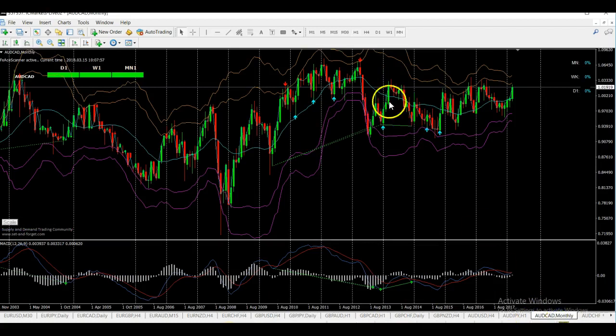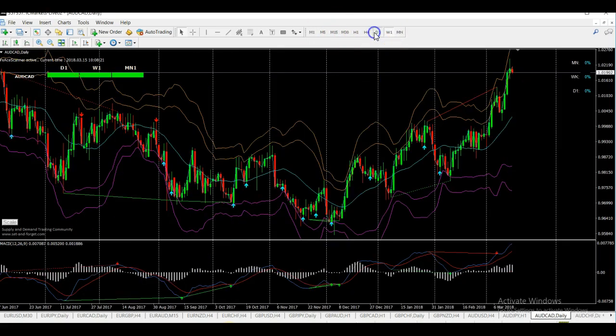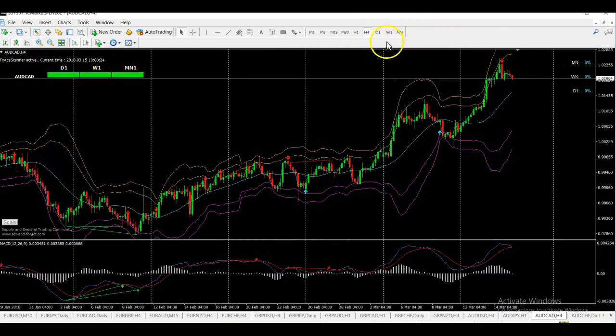Anything else? Aussie CAD again, coming into a huge area on the monthly. Been in this area since 2013. Every time it comes up here, it comes down. So on a price action, this will be a good sell. It's very soon, just not based on a price action signal. And look at the daily. Looks like we're going to get it here.